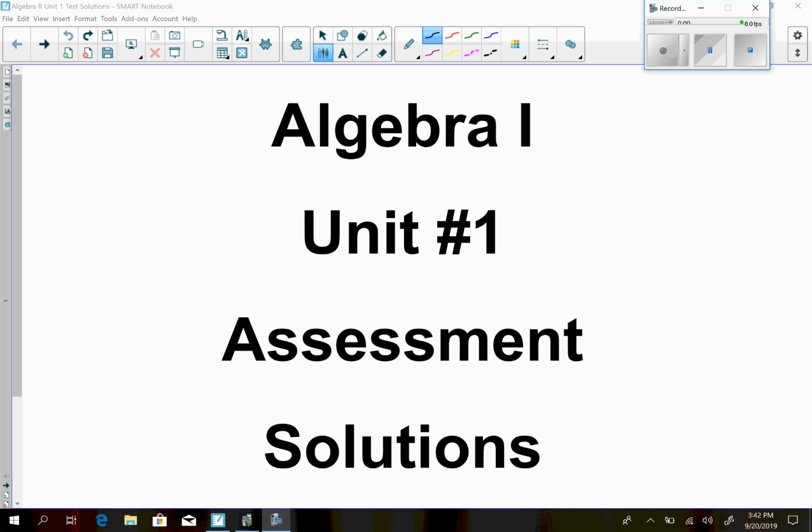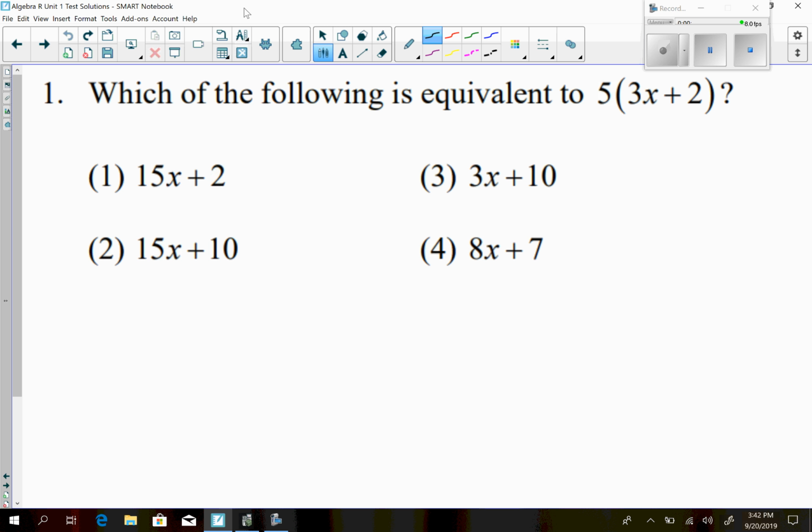Let's take the Algebra 1, Unit 1 test. Question 1, which of the following is equivalent to 5 times (x plus 3)? 5 times (x plus 3) means 5 times 3x, 15x. 5 times positive 2, positive 10. Choice 2 is the answer.